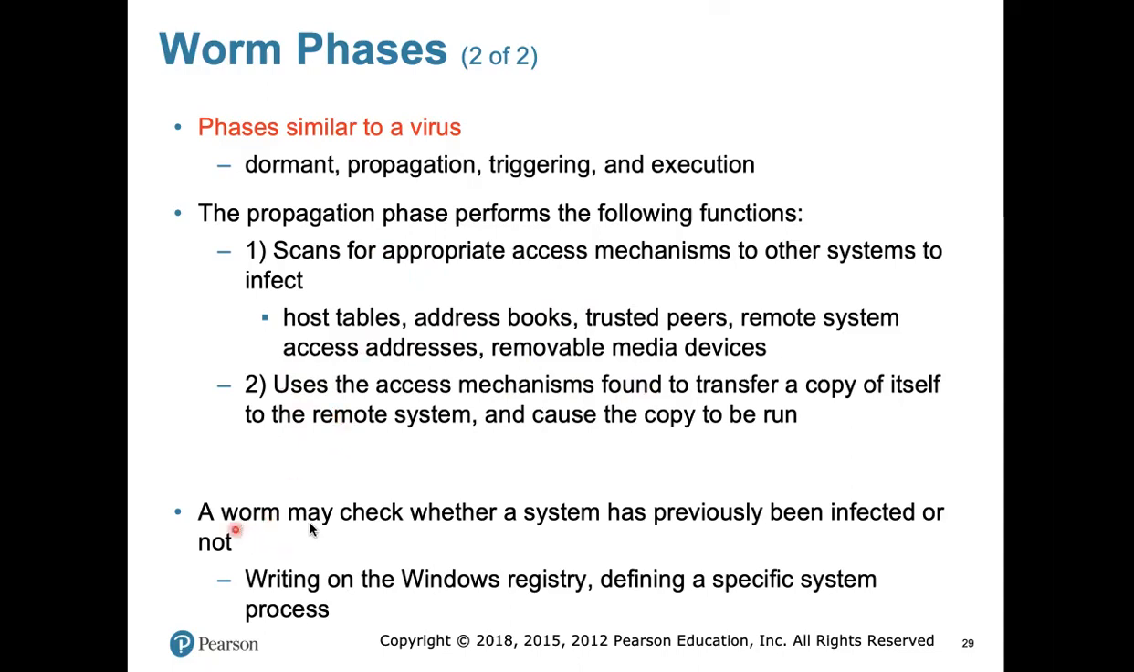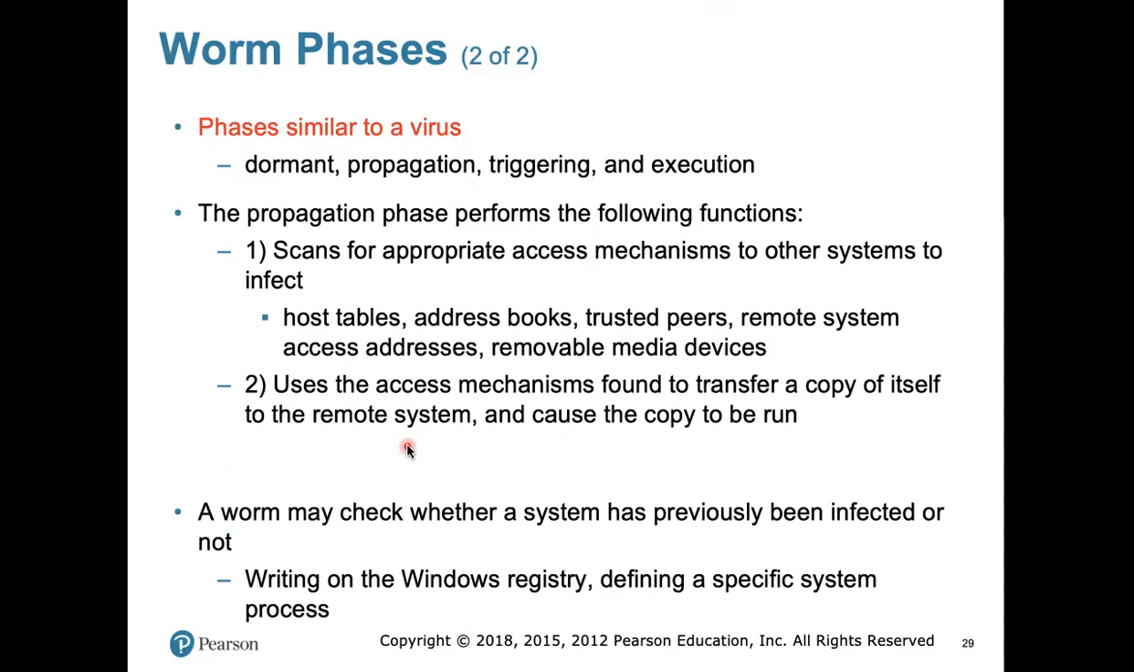And of course, like I said, many worms check if the system has previously been infected or not, because you don't want to infect one system multiple times, since that makes it easier for detection. That may happen by writing to the Windows registry or defining a specific system process. Some of them define a specific system process that starts every time you restart the system. It's doing nothing, but it's there just like a flag to let the worm know that, okay, this system is already infected. I'm not going to infect it anymore. So now I'm just going to propagate as much as I can.